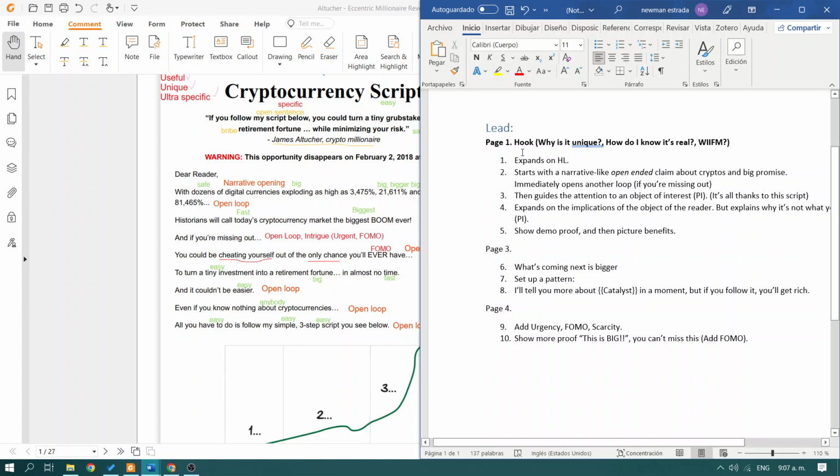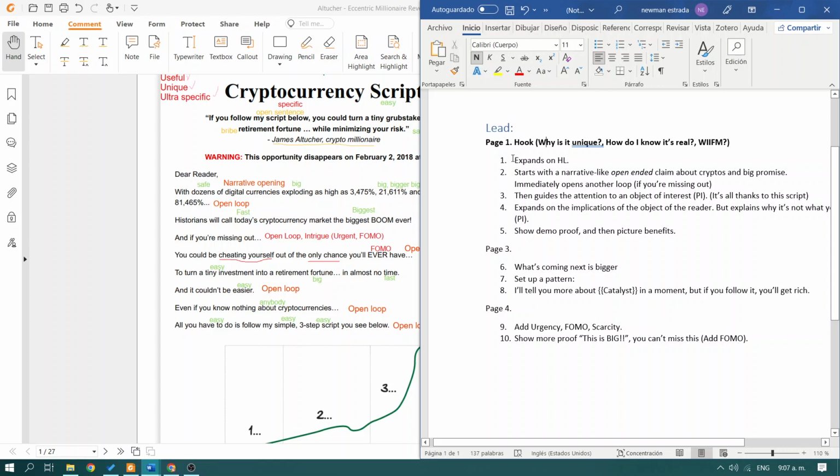So page one, what's he trying to do? This sales letter was written by Evaldo Albuquerque. So what's he trying to do in the first page? Well, in the first page is the hook. And what objections is he trying to answer? Why is it unique? How do I know it's real? And what's in it for me? And this is on the hook. Not exactly on page one, but you see I'm making a case for what the lead's doing.